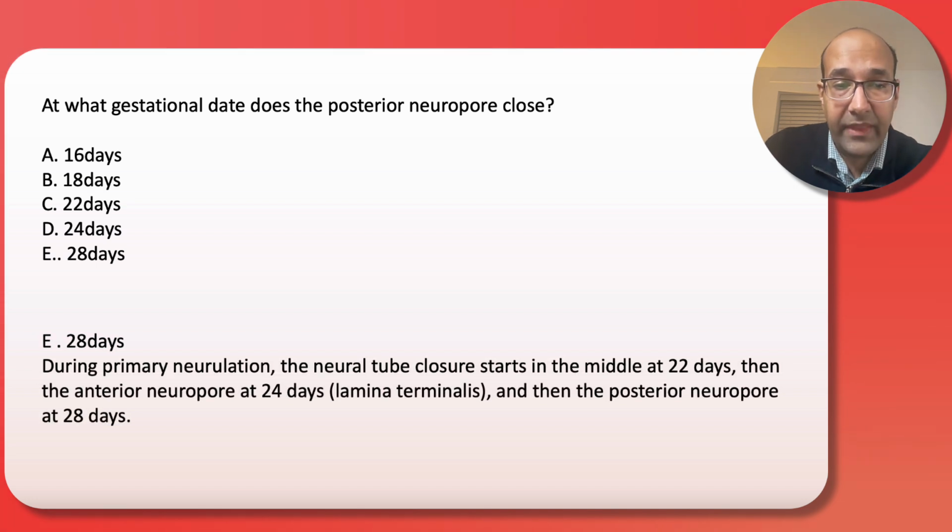It's the 28th day. During primary neurulation, the neuropore closure starts in the middle of the 20 days, but the anterior or cranial neuropore will close on day 24, while the posterior neuropore will close on the 28th day.